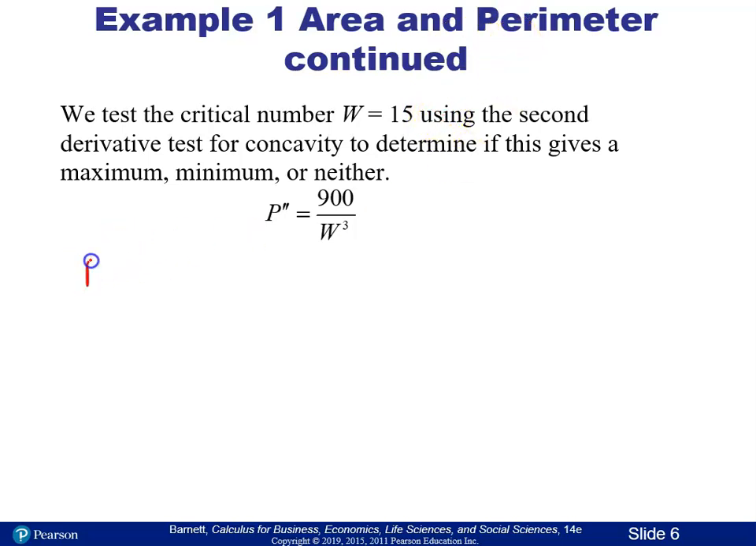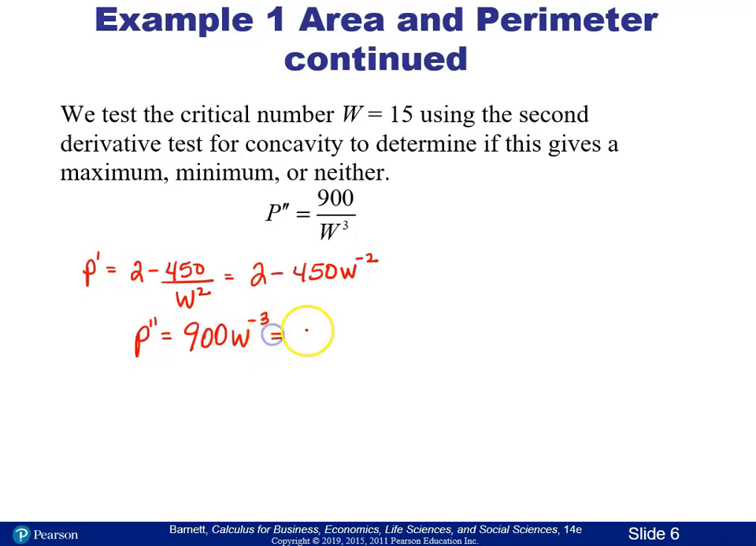So we said our first derivative was 2 minus 450 over w squared. Okay, so I'm going to rewrite this as minus 450 over w to the negative 2. So if I take the second derivative of 2 is just 0. Here, if I multiply negative 2 times negative 450, I'm going to have 900 w to the negative 3, which will be 900 over w to the third, which is where they're coming up with this. So we want to evaluate the second derivative at that critical number of 15.